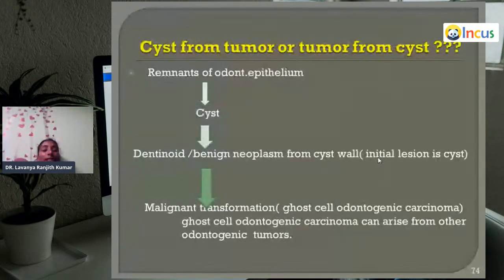Whether this is a cyst or a tumor: in 1992 and 2005 they considered it to be a cyst, and then later on it was converted into a tumor. Now in 2017 it has returned to the cyst form. Remnants of odontogenic epithelium, so there will be a cyst. The dentinoid is a benign neoplasm from the cyst wall, where the initial lesion is the cyst. With malignant transformation, it will be the ghost cell odontogenic carcinoma. Ghost cell odontogenic carcinomas can arise from other odontogenic tumors.